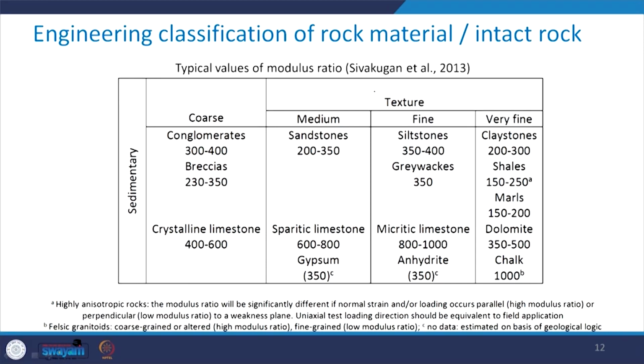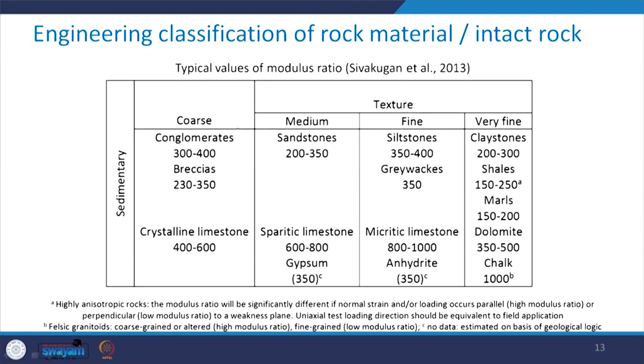Some of the typical values of the modulus ratio have been given in this table. Here, different types of rocks are there. First, I have taken the sedimentary type of rocks. We have discussed these types of rocks, and based upon their texture, coarse, medium, fine or very fine, you have different types of rocks, and their range of modulus ratio has been given in this table. So, this is for the sedimentary rock.